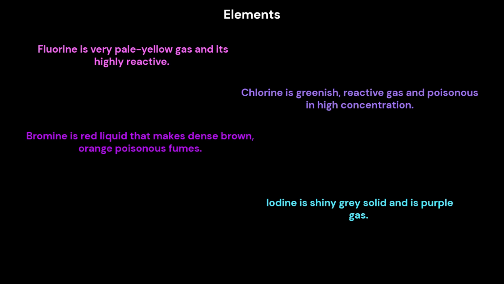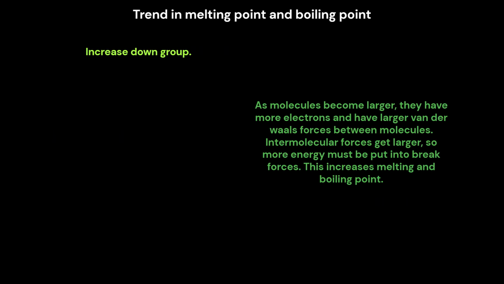Halogens. Elements. Fluorine is a very pale yellow gas, and it's highly reactive. Chlorine is a greenish, reactive gas, and poisonous in high concentration. Bromine is a red liquid that makes dense brown, orange poisonous fumes. Iodine is a shiny gray solid and is a purple gas. Trend in melting point and boiling point.